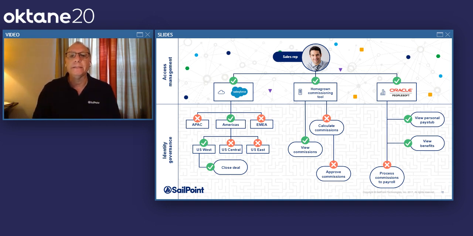So in this example, the sales representative has access to a number of mission critical applications, Salesforce being one of them, of course, a great example. And then you can see how granular we get with that access. They're specifically in America, so they're only able to access that regional information. They're only able to access the West, which is the region that they're in, and only allowed to see closed deal information.